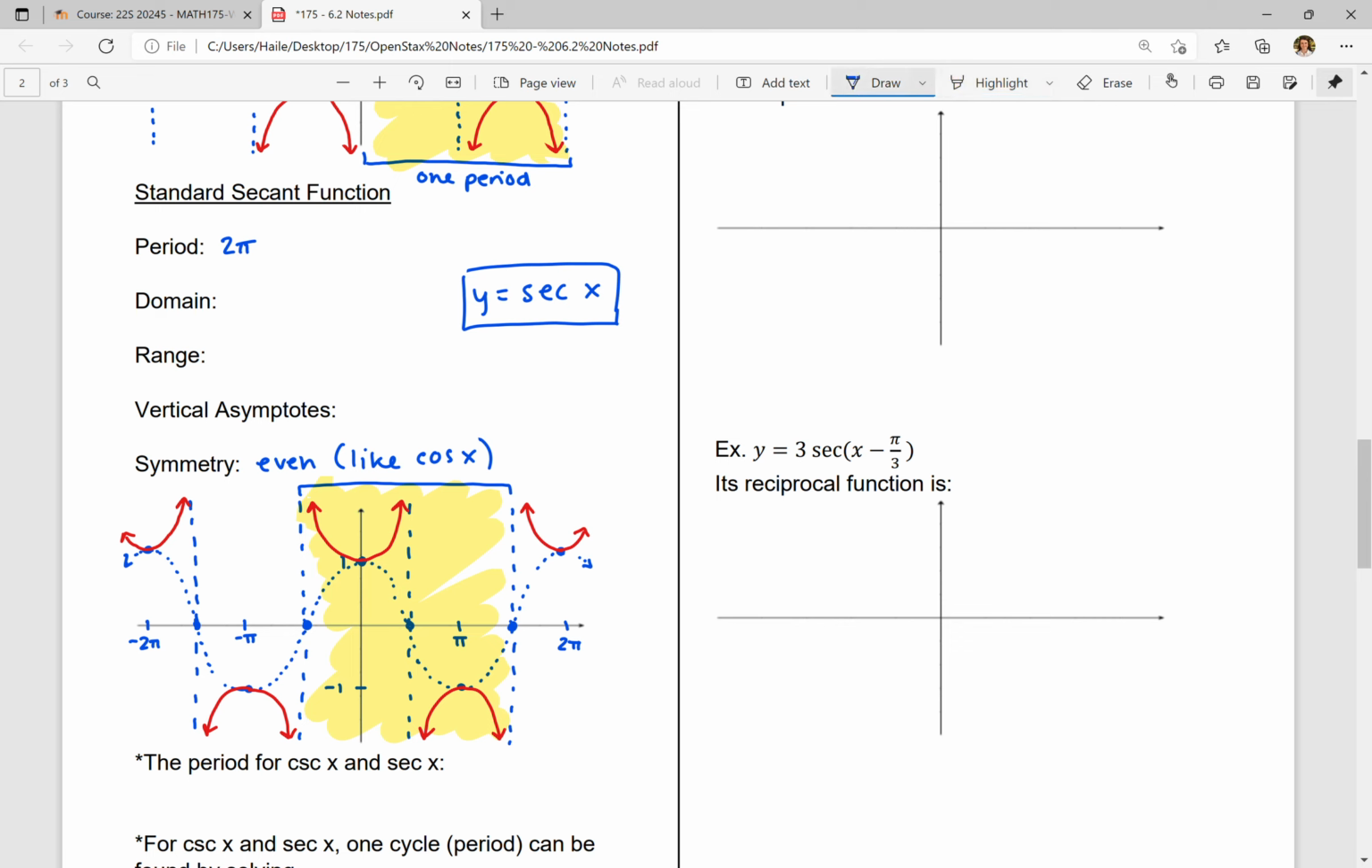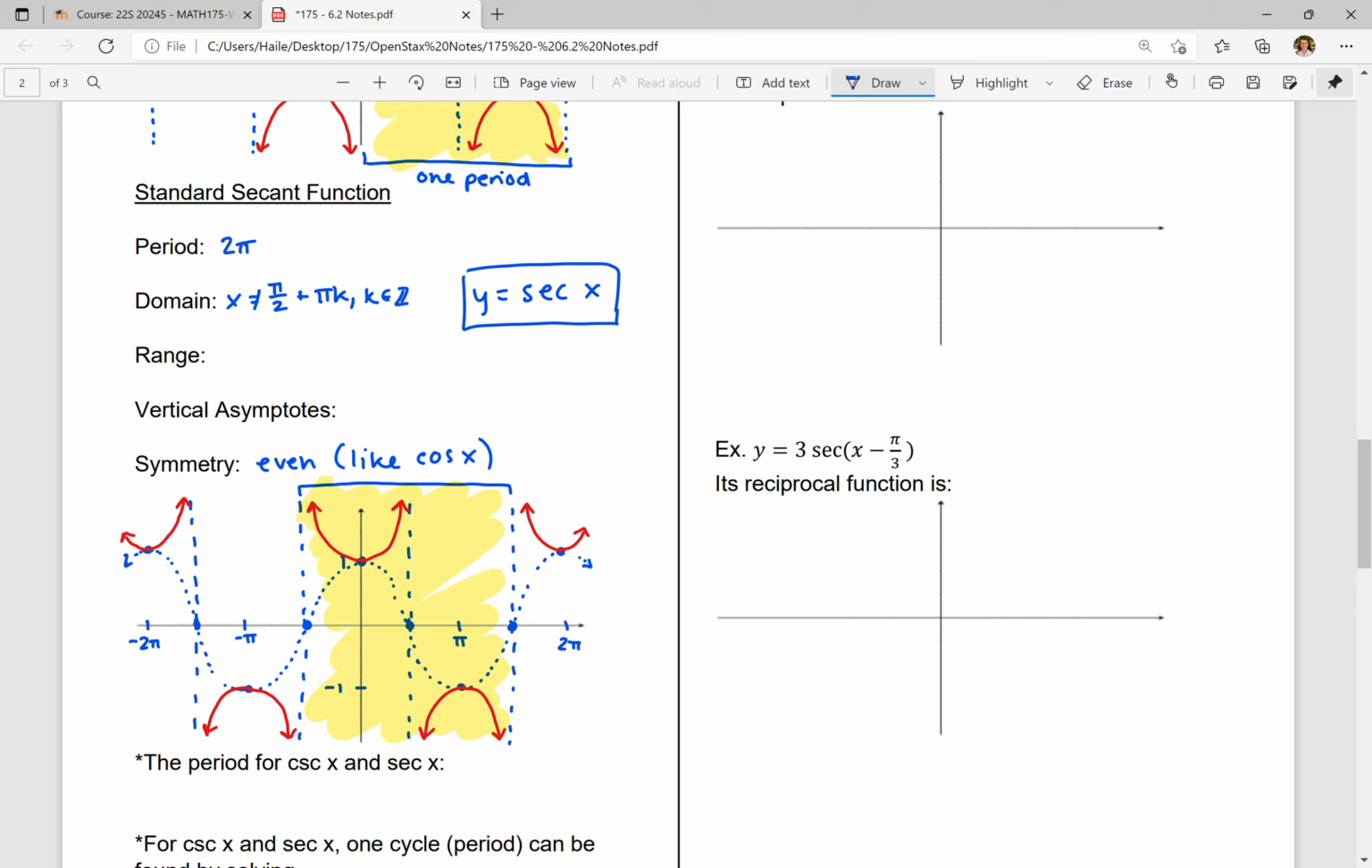So the domain will be again determined by the vertical asymptotes. This time, our first vertical asymptote is at pi over 2, and each asymptote is a distance of pi apart. So we're going to do pi over 2 plus pi k, where k is an integer, and we need to exclude these values, so we say x is not equal to that.